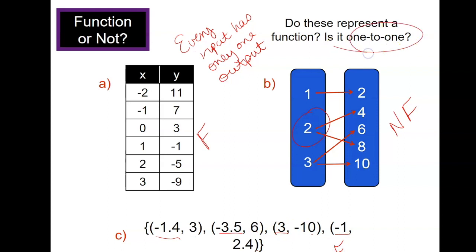Also thinking about, is it one-to-one? Do we have multiple y values to different x values? Or the same y value to different x values? And you can see that we don't have any repeats here either. This is one-to-one. This is not a function, so it is not one-to-one either. And these y values are all different. So every input has one output. There are no repeats. It is definitely also one-to-one.